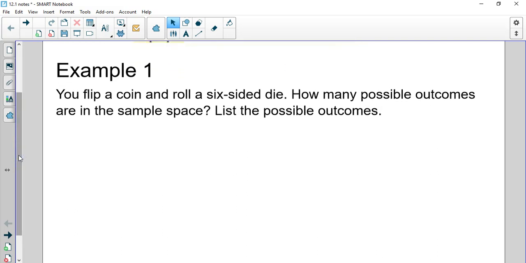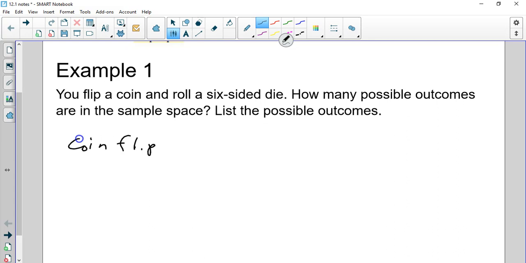Example 1. You flip a coin and roll a six-sided die. How many possible outcomes are there in the sample space? List all the possible outcomes. So you can do this vertically or horizontally. So what we're going to do is make a tree diagram. First off, I'm going to have my coin flip, and that's heads or tails. And then I'm going to have my roll of the die.